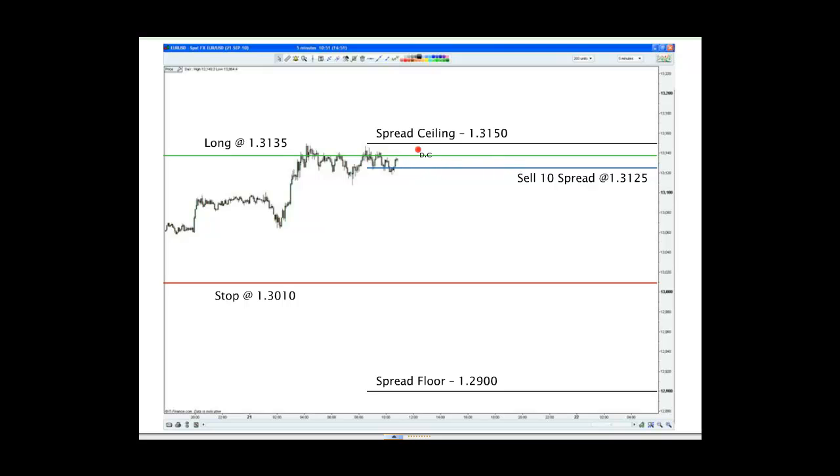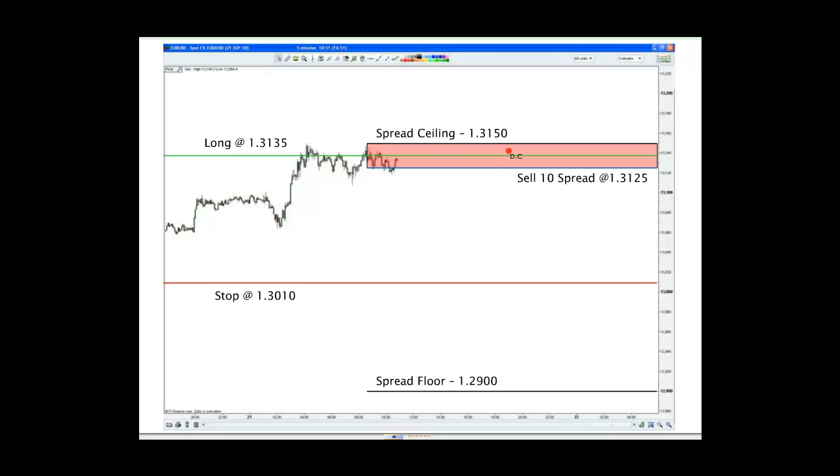So now we've got 25 points basically risk on this spread contract. So $25 per contract. If we were doing a per point equivalent, we'd trade 10 spreads for the Euro USD, basically $10 per pip.